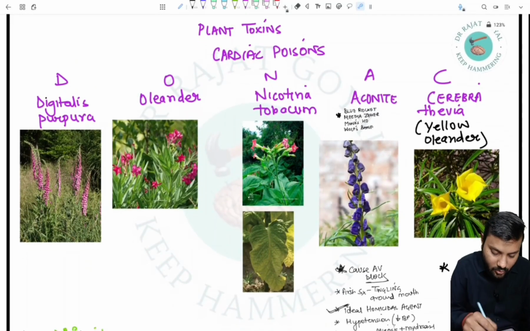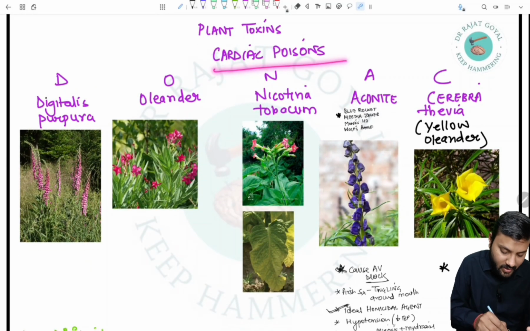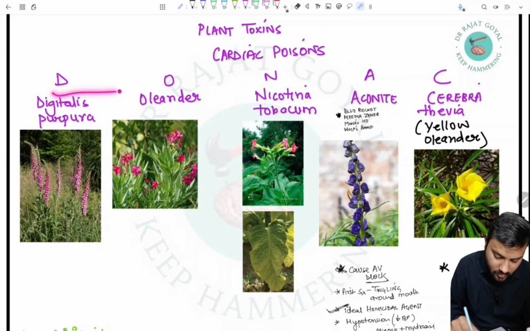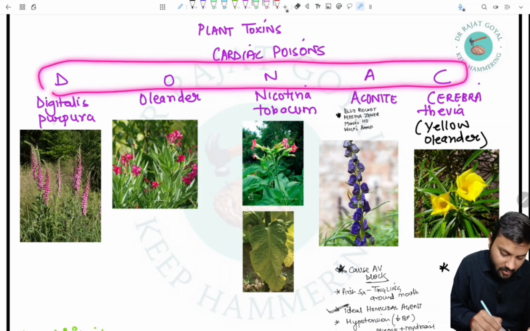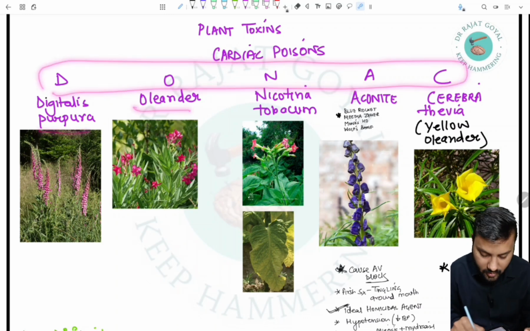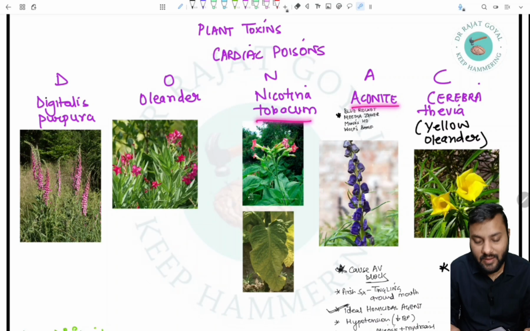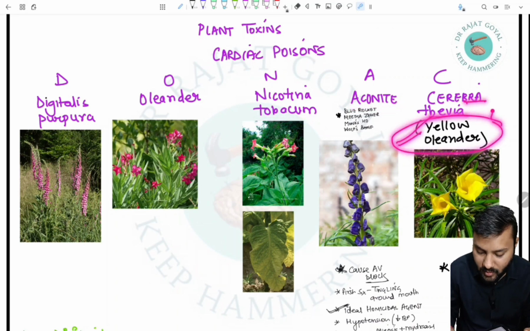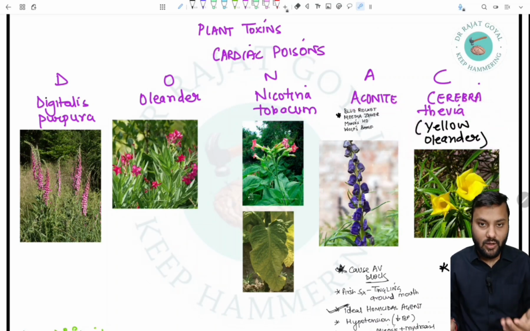So these are all the plant toxins which are cardiac toxins, and we can remember them by DONAC: Digitalis purpurea, Oleander, Nicotiana tabacum, Aconite, and Cerbera thevetia. Or we have to remember mainly the yellow oleander, because it is more commonly known by the name of yellow oleander.